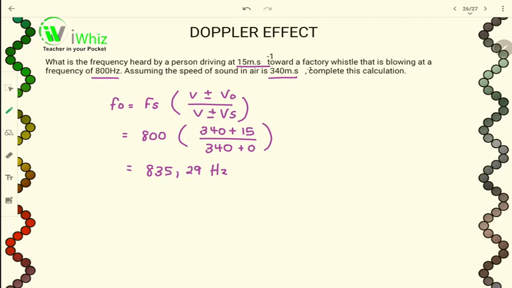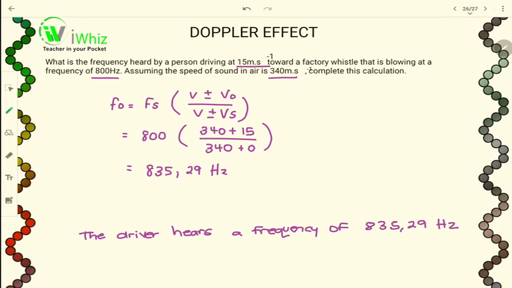So we can see how it's important for us to identify which is the stationary variable and which is the moving variable. Once we've done that, it makes our calculation much easier. And you can just say, at the bottom, that my final answer is: the driver hears a frequency of 835.29 hertz. And you've successfully done your Doppler effect equation.